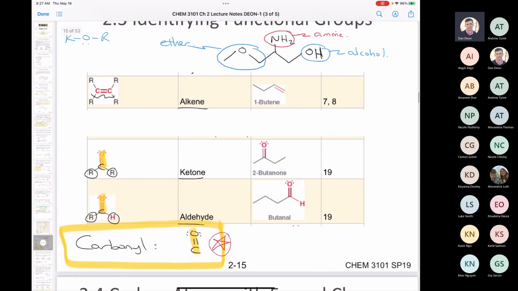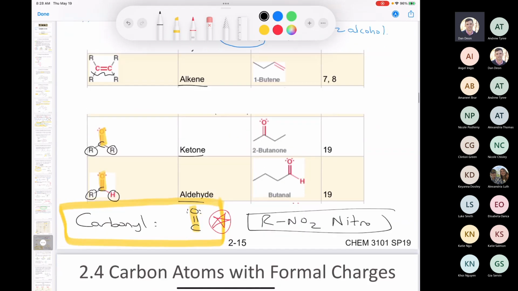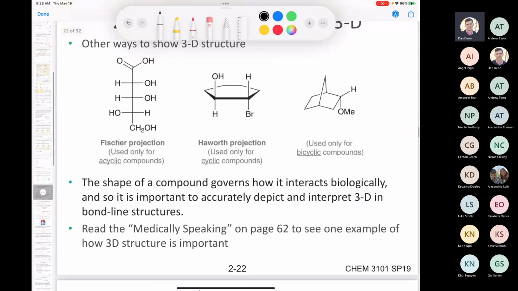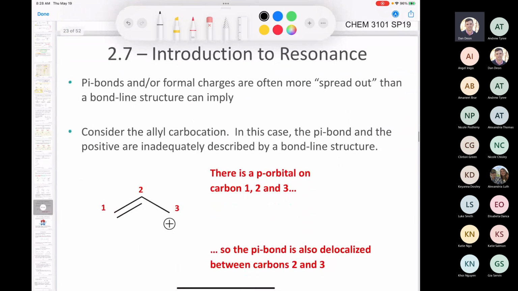Okay, well, let's go back to our slides here, see if I can find where I left off. Here's our functional groups, so I'll just throw the nitro in here. We'll put RNO2, nitro. There we go. So now it's officially in the list, and let's scroll down and find out where we left off, and it was around here. So let's just review pi bonds and formal charges in resonance structures.